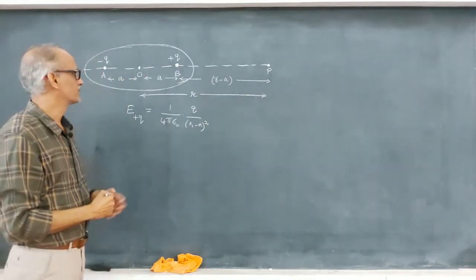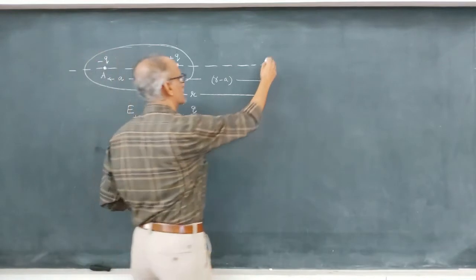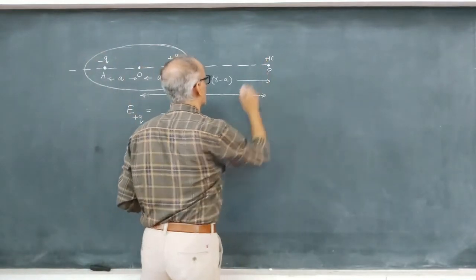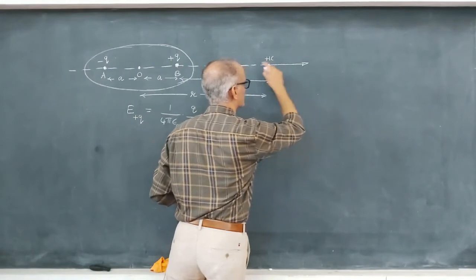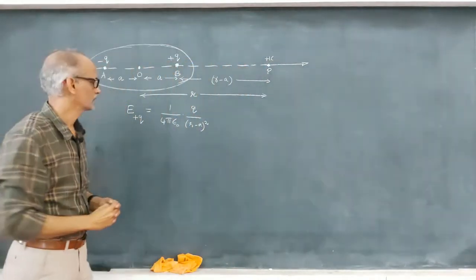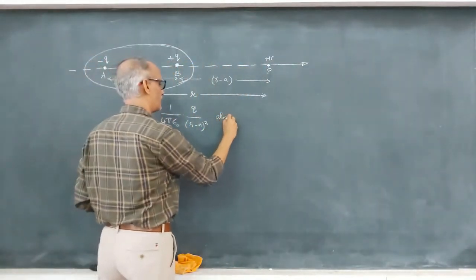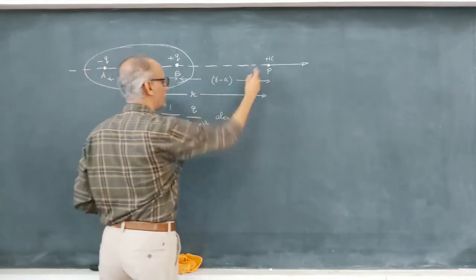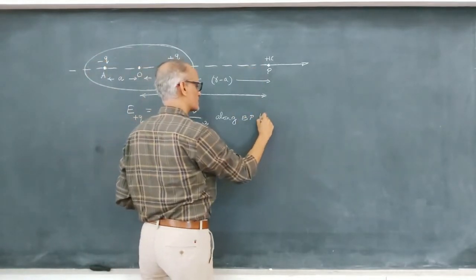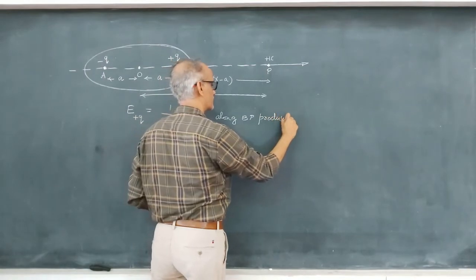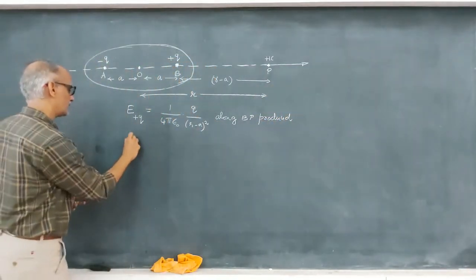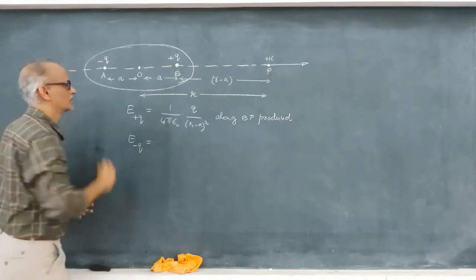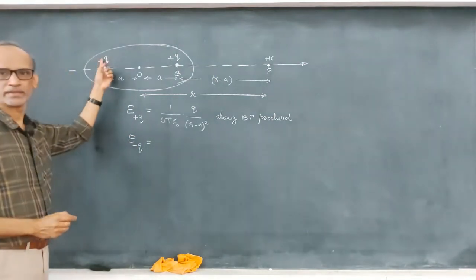What is the direction of it? To find the direction, place a unit positive charge, positive repulsion. So it will be along this direction. Okay. So that I am going to write along BP. BP produced means extended. Okay. Next, we will find the field at the same point due to one more charge, minus q.